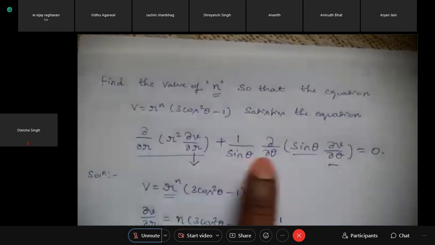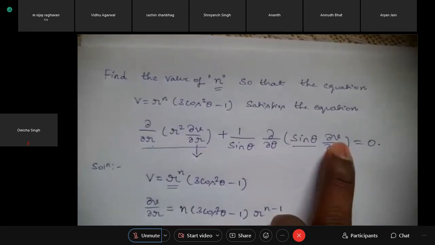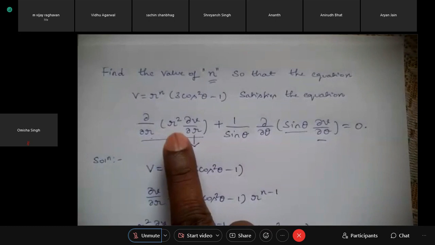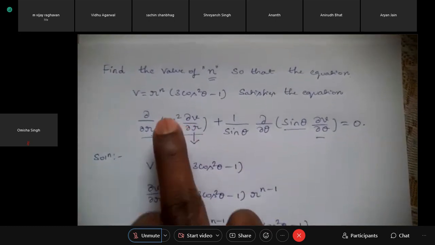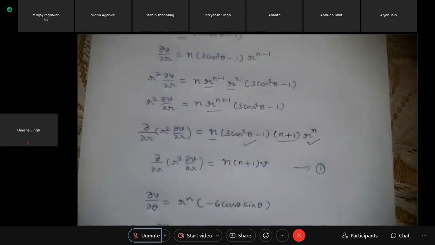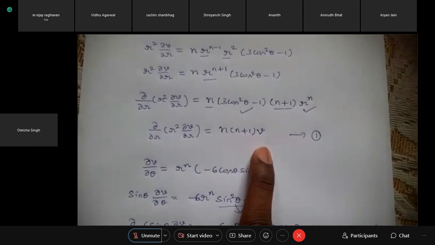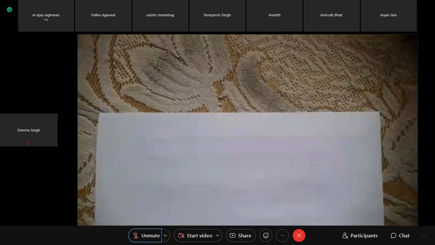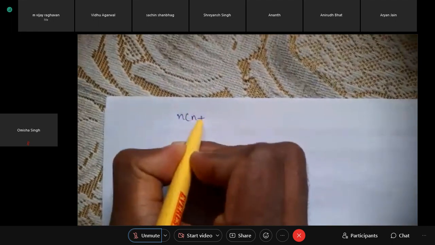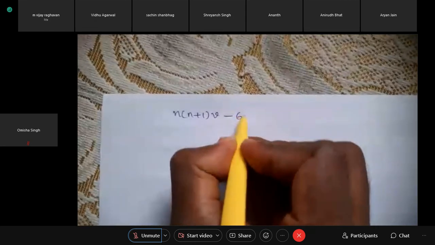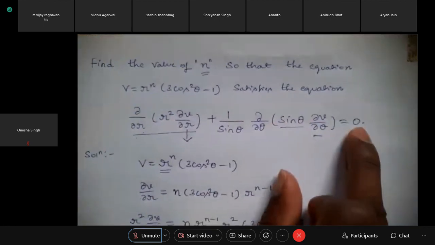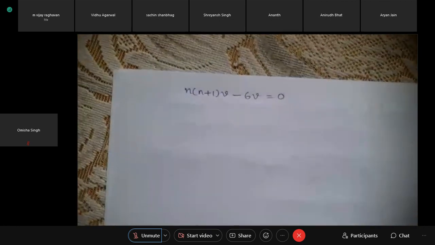Now, they are saying that we are supposed to find out the value of n which satisfies this equation. I will just substitute whatever I have got for this term. What is the term which we have got? Dou by dou r into r square dou v by dou r. Can you observe? Is it just n into n plus 1 times v? Yes, sir. It is n into n plus 1 multiplied by v, whereas the second term on simplification, we got as minus 6v. And when you add these two, they are saying that it becomes 0. I've just substituted the result which we have got.